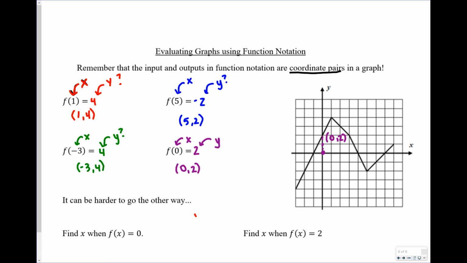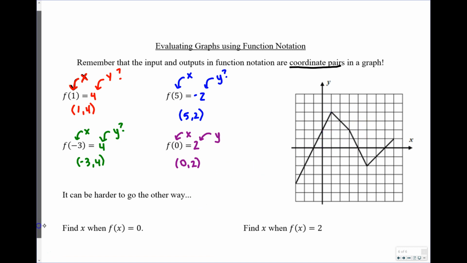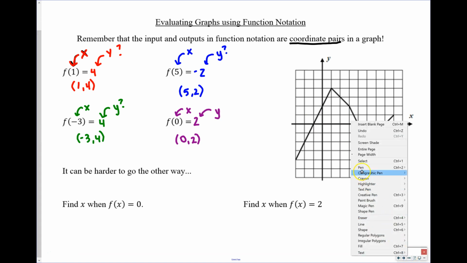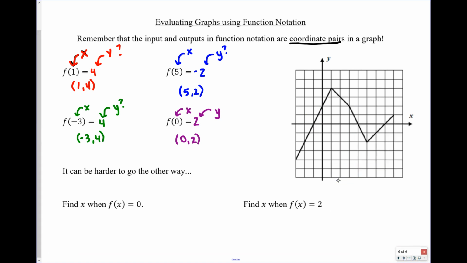Okay. Now it can be a little bit harder to go the other way. And by the other way, I mean that instead of giving you the input, they're going to give you the output. So what I mean by that is, in this particular example, it wants you to find x. So we don't know the input, but we do know the y value is 0. If the y value is 0, meaning I'm going to make a point, now instead of going up and down, I'm going to go left and right.